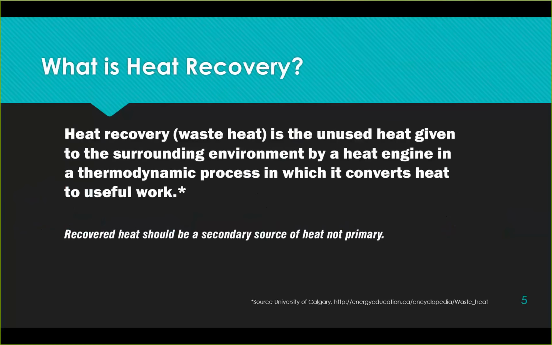So what is heat recovery? There are probably 100 different definitions out there, but essentially heat recovery is using any heat that would otherwise be wasted to the environment and finding a new use for it. Heat recovery is really a secondary source of heat. It's not a primary. So you wouldn't want heat recovery to replace your boilers, for instance, in a building. But the other key thing to understand is that waste heat is about saving energy, about saving fuel. It's not actually about heating.